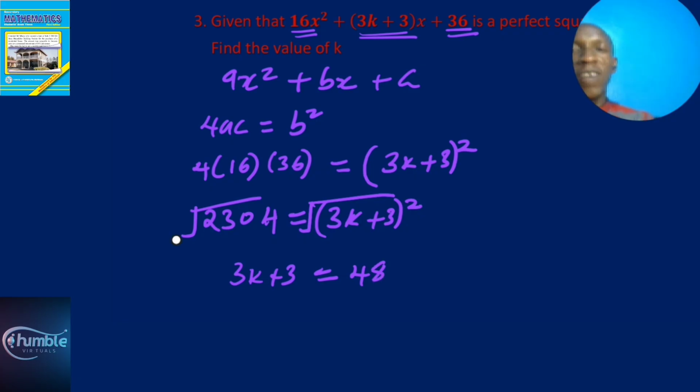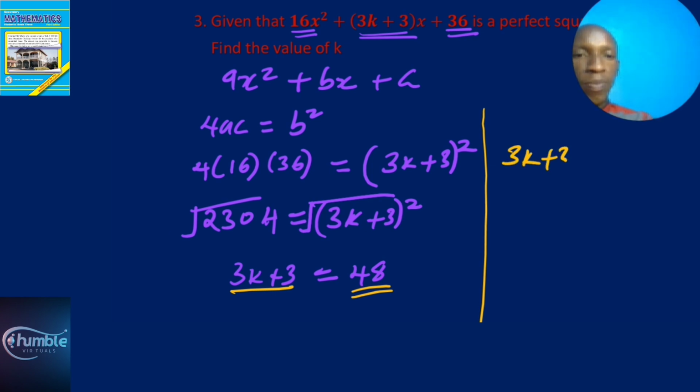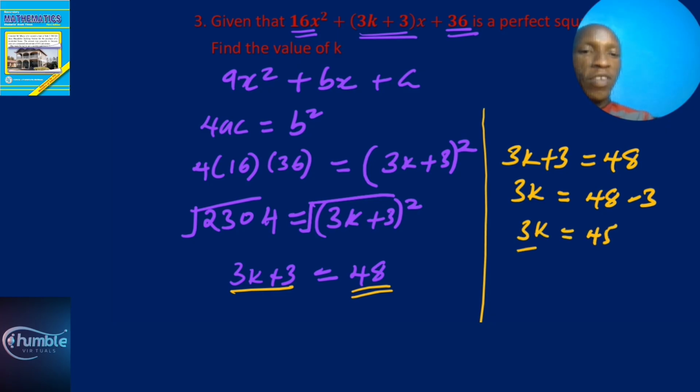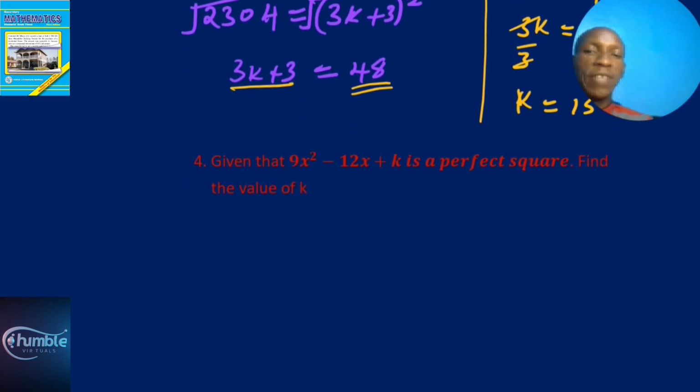Now we want to find the value of k. This is our b, and that is what is equivalent to 48. So we shall now have 3k plus 3 is equal to 48. 3k is going to be 48 minus 3. So therefore 3k is equal to 45. To get k, divide both sides by 3. So therefore k alone is equal to 15. 45 divided by 3, that one gives you 15.